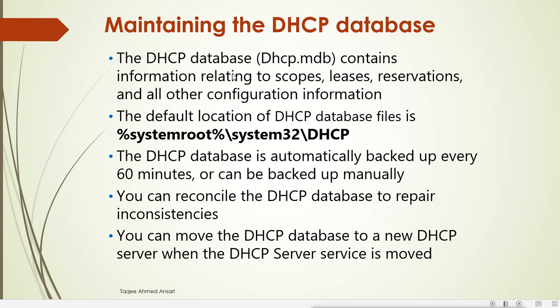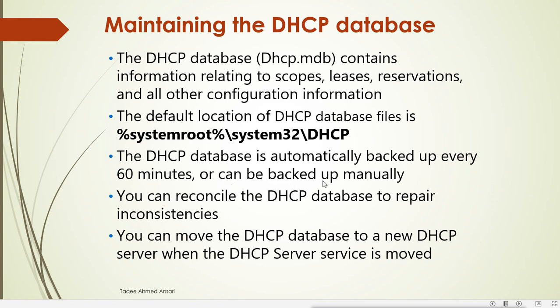All this information is considered a database, and it is called the DHCP database. It is kept in a file called dhcp.mdb, and it contains the information relating to the scopes, leases, reservations, and all other configuration information. The default location of the DHCP database file is under the system root, C:\Windows\System32, in a directory called DHCP, where we have the database file dhcp.mdb.